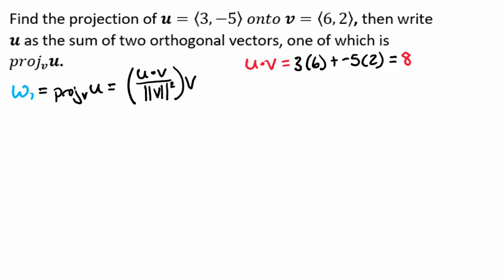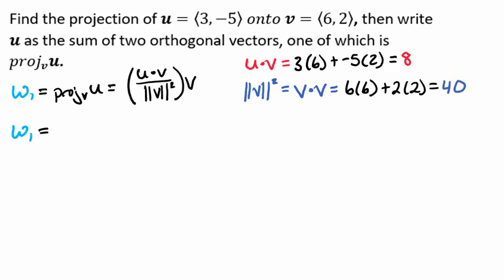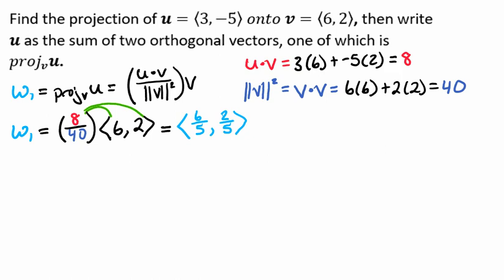Then, using our dot product properties, we know that the magnitude of vector v quantity squared is going to be the dot product of vector v with itself, which is going to be 6 times 6 plus 2 times 2, which gives us a value of 40. So we can now plug those values in, and that's going to give us 8 over 40 times our vector v, which is 6, 2. And from there we'll distribute our 8 over 40, which is going to give us 6 over 5, 2 over 5.